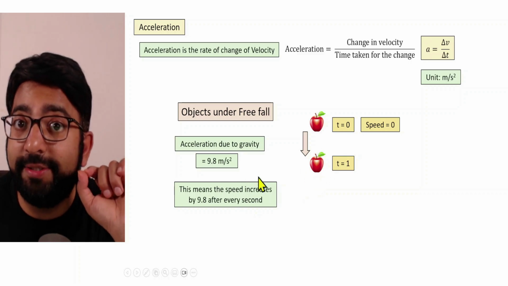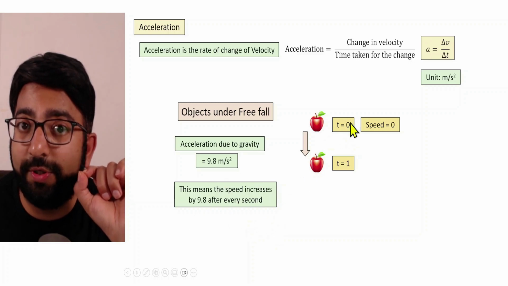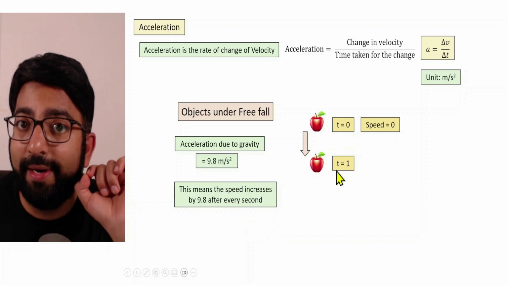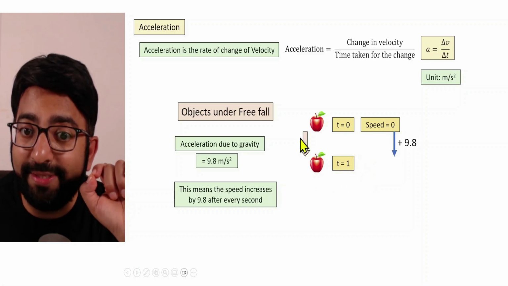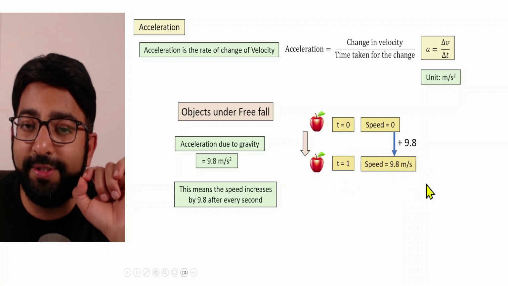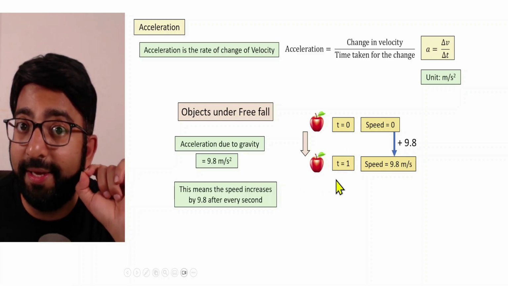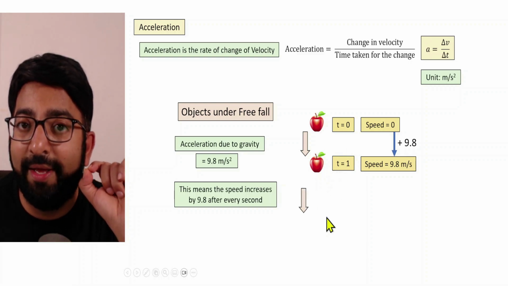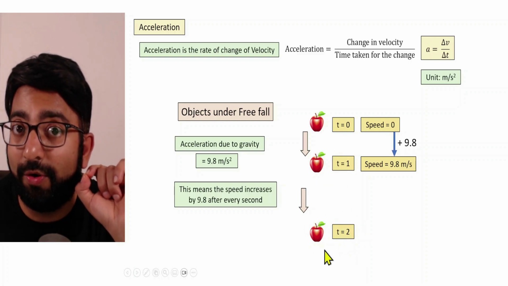According to the logic, speed is supposed to increase by 9.8 after every second. So from t is equal to 0, the speed was 0. Till t is equal to 1, the speed will be 0 plus 9.8, which means the speed of the object at t is equal to 1 will be 9.8 meters per second. Now let us analyze one more second of the apple motion. So from t is equal to 1, let's add one more second. So t is equal to 2.